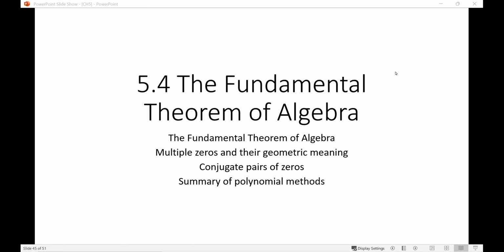In this video, we're going to cover section 5.4, which is the fundamental theorem of algebra. We're going to talk about this theorem, what it means when we have repeated zeros, what conjugate pairs are, and just kind of a summary of some polynomial methods with a few examples.